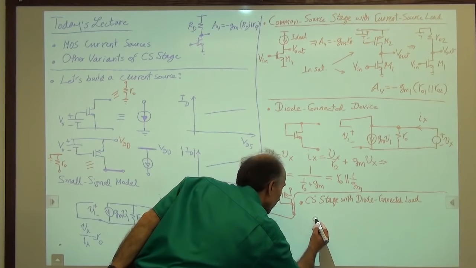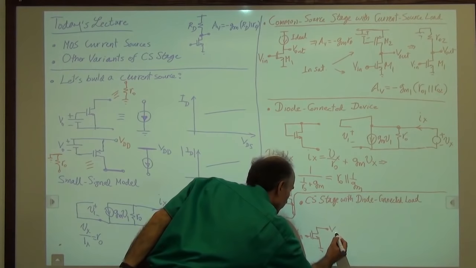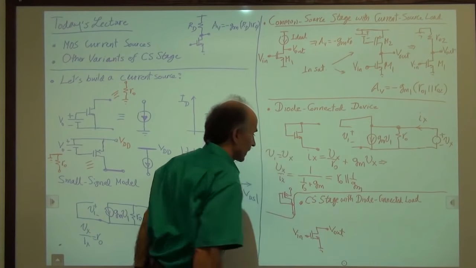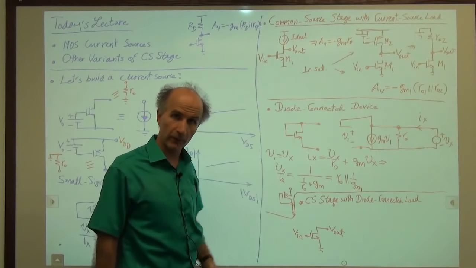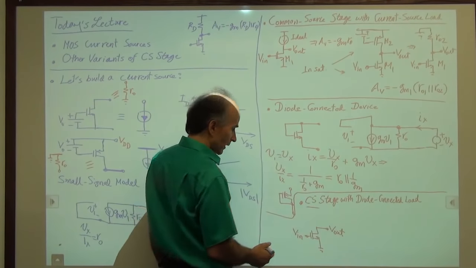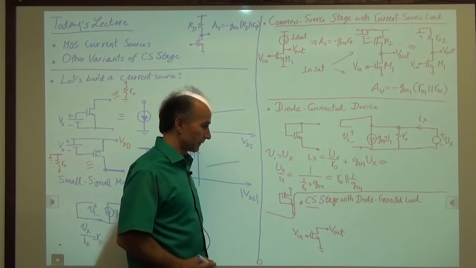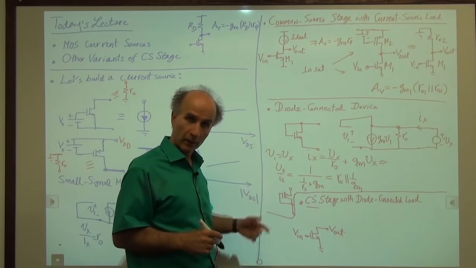Here's a common source stage, that's the input device, V in, V out. That's the definition of a common source stage, right? And now we need a load to connect to VDD because the bias current has to flow. So what kind of load should I use? Well, I tried a current source before, now I will try a diode-connected device. Which type would I use? Either one is fine, not a big deal.